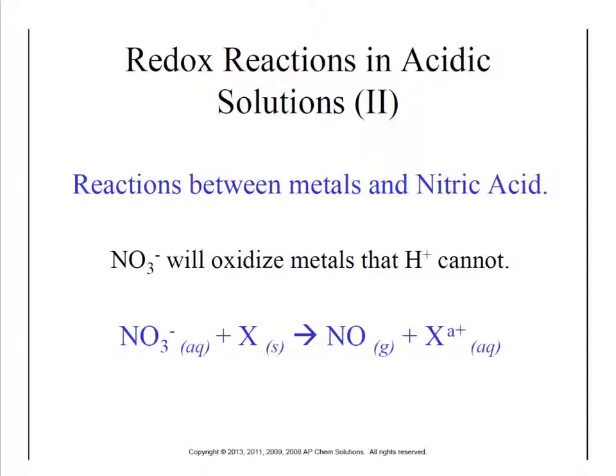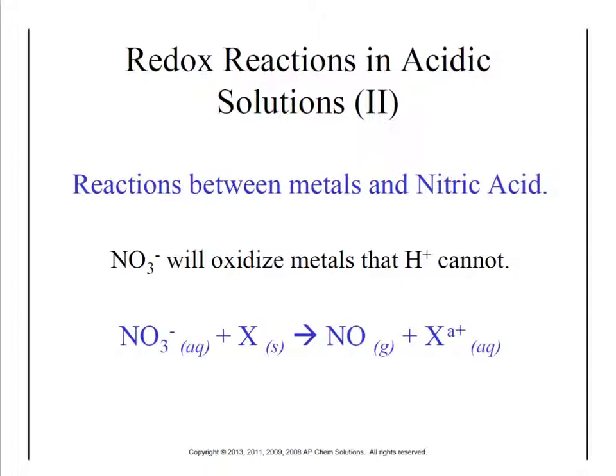So we looked at what happens with strong acids like hydrochloric acid and sulfuric acid, but we said that was except for nitric acid. Well, now here's the nitric acid part. With nitric acid, we're actually concerned with the nitrate rather than the H+. In nitric acid, the nitrate, the NO3, can oxidize a metal that the other strong acids cannot. So if HCl can't oxidize a metal, nitric acid more than likely can.